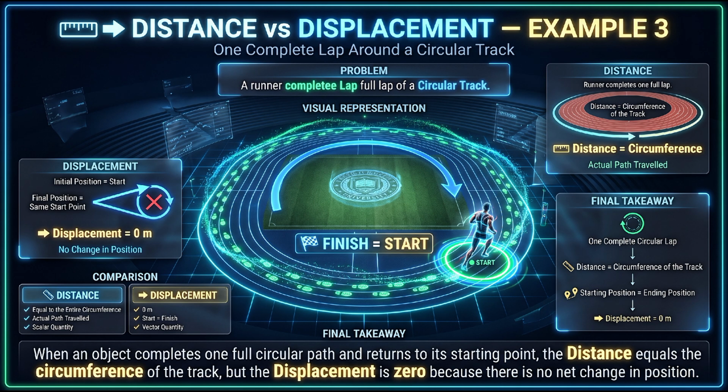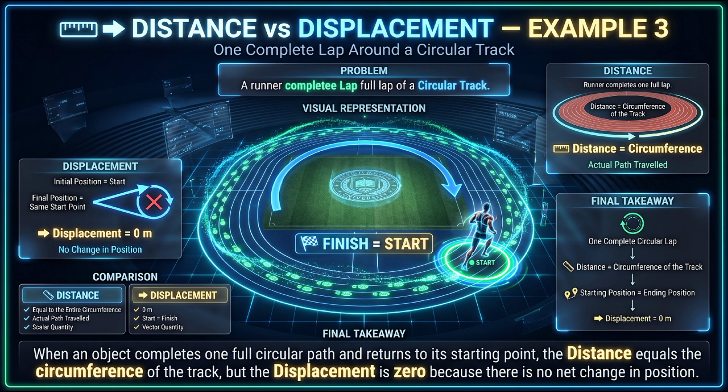Now let's calculate the displacement. Displacement is the shortest straight-line distance from the starting point to the ending point, along with its direction. Since the runner finishes at exactly the same point where the journey began, there is no change in position. The initial position and the final position are identical. Using the displacement formula, displacement equals final position minus initial position. The result is 0 meters. Because there is no change in position, there is also no direction associated with the displacement.